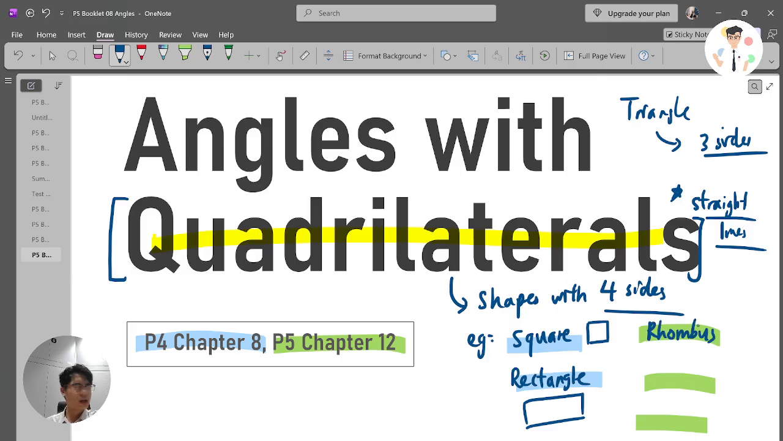You might be wondering what's rhombus. Don't worry, we'll be talking about that later on. Then we are also looking at something called the parallelogram, and last but not least, trapezium. We'll be tackling these in the next few videos. But for now, let's focus on square and rectangle. We have learned this back in P4 chapter 8, but we're just doing a quick revision.